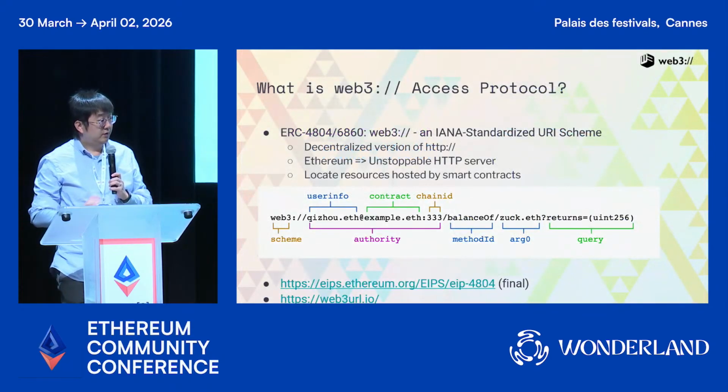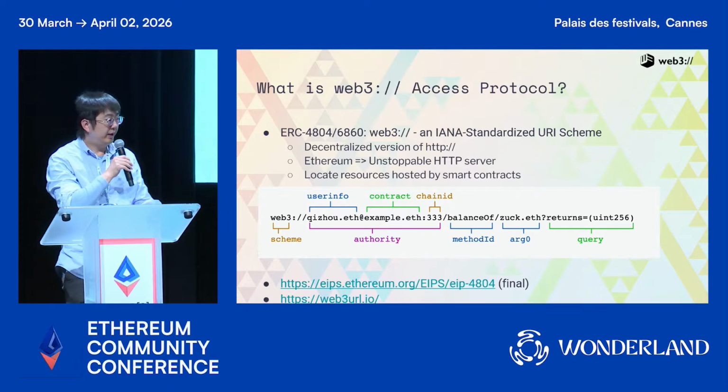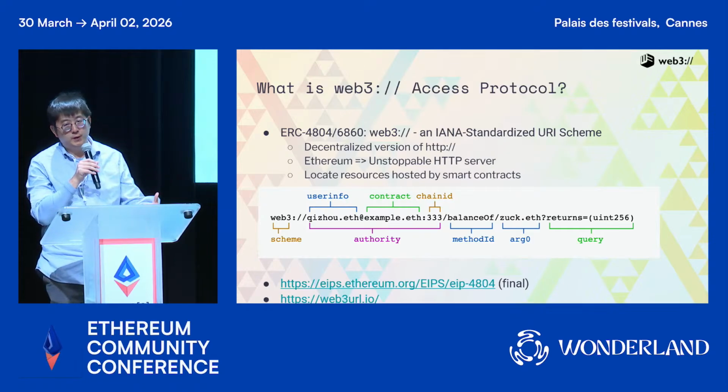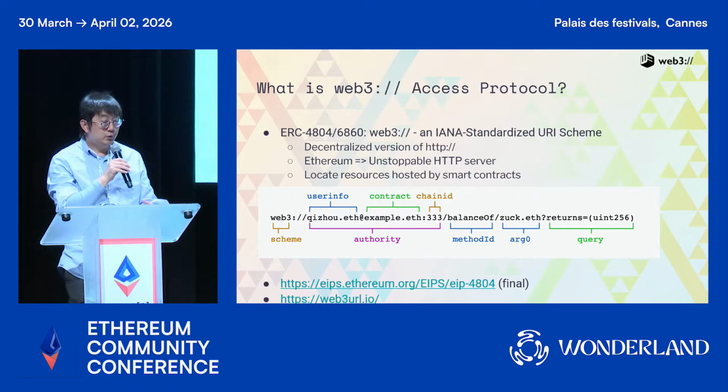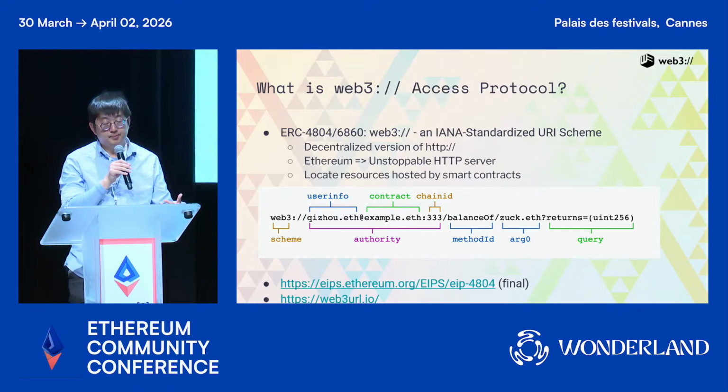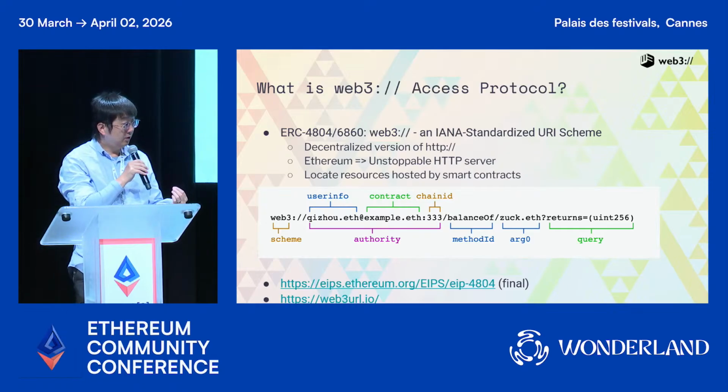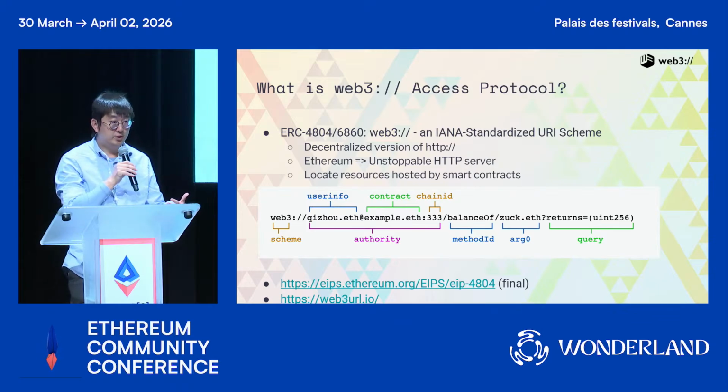So first of all, what is Web3 URL? It's an access protocol similar to HTTP, but rather than using centralized domain names and servers, we use Ethereum as the server and use smart contracts to host the server-side code that tells what kind of web front-end you want to display to the users.